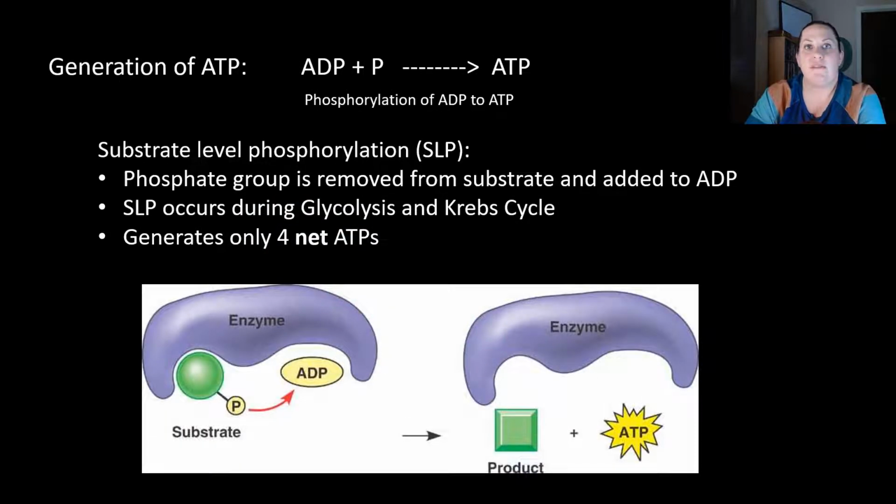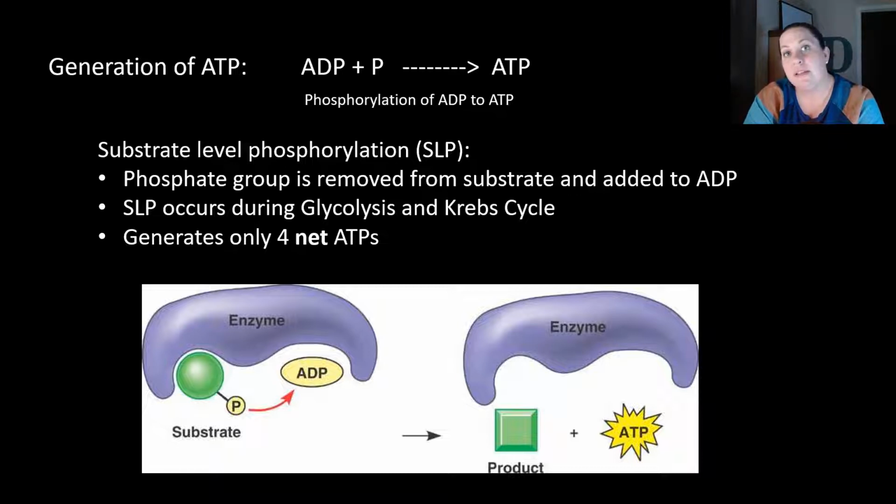So, generation of ATP. How do we make this ATP? Well, I have to take ADP plus a phosphate. When I add that phosphate to ADP, it forms ATP. This is a process known as phosphorylation. Phosphorylation is just a big word that means I added a phosphate. Okay, so it's phosphorylation, I'm adding a phosphate.